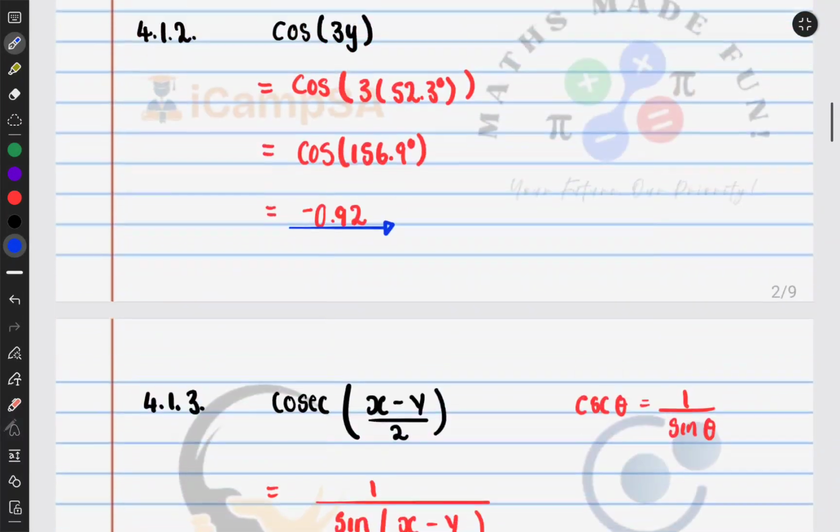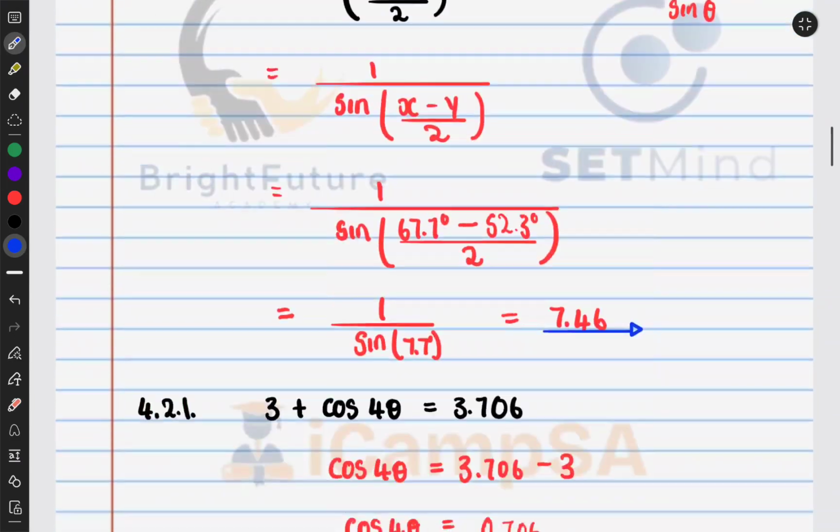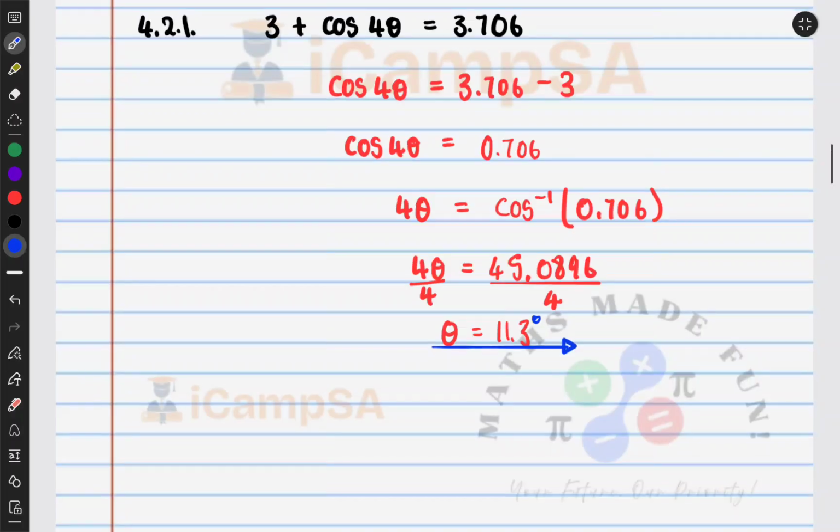Okay, and then next, let's do 4.2.2, where we have 4 tan theta is equal to 7 minus 4 tan theta. Let's go ahead and do that. This is our 4.2.2. We have 4 tan theta is equal to 7 minus 4 tan theta.